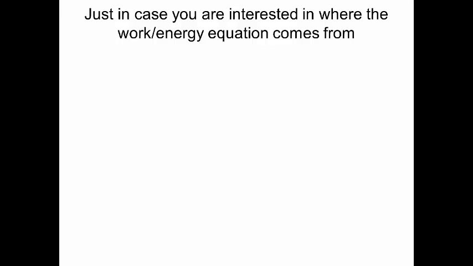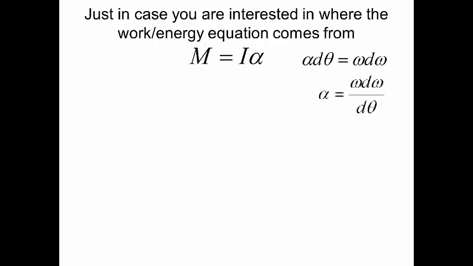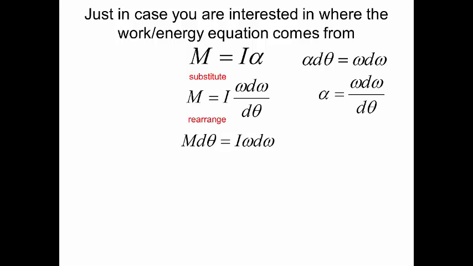We saw before with translational objects that if we use the equation of motion F equals ma and a ds equals v dv, we could solve the equation for kinetic energy for translating objects. Well, we can do the same thing with rotation. We know from the equation of motion that a moment is equal to the mass moment of inertia times the angular acceleration. We also know that alpha d theta is equal to omega d omega.